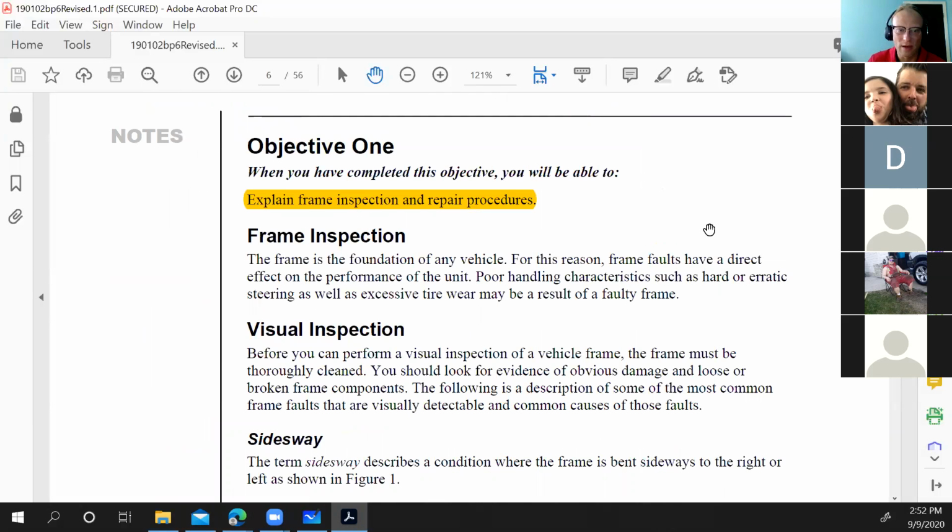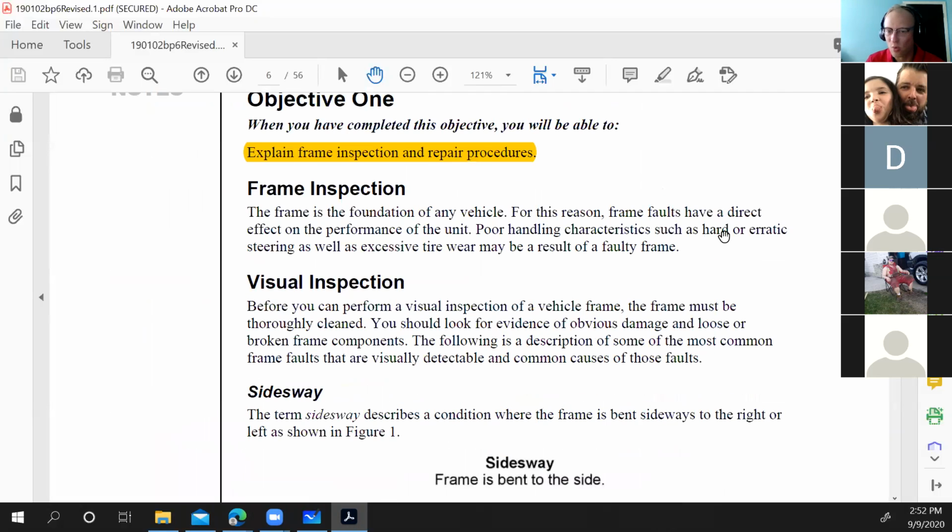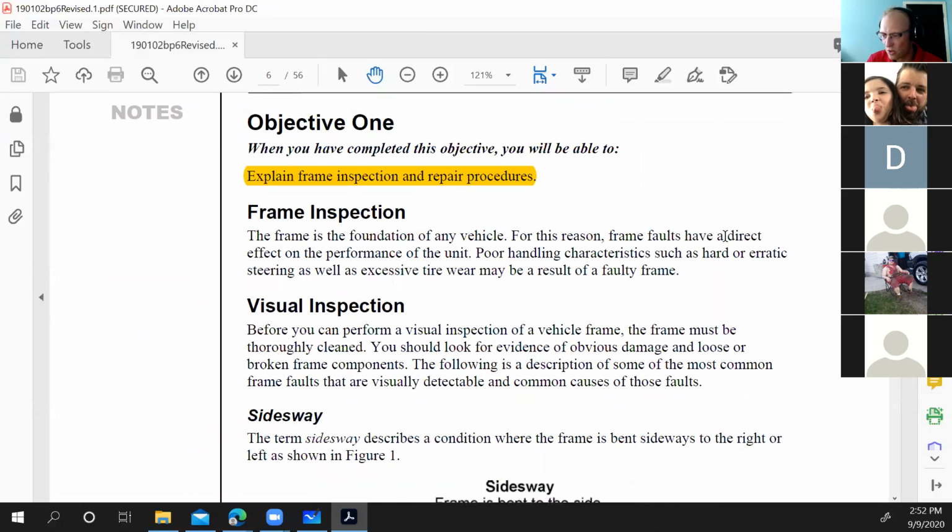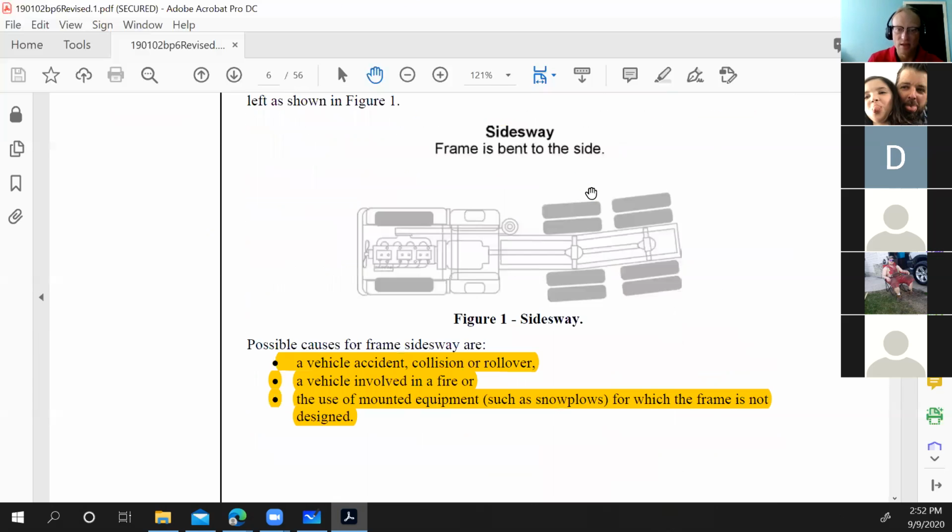Frame inspection and repair. So when we're going through a frame inspection, there's a few things we're going to have to look for. Ultimately, what we're looking at is just the frame itself, okay? Typically, you'll see a lot of other associated damage with this. Like I said, when I was working at the place where we did a lot of collision repair, if something had a frame that was damaged like this, typically there was a lot of other damage that went along with it, okay?